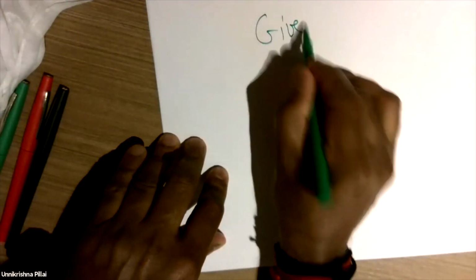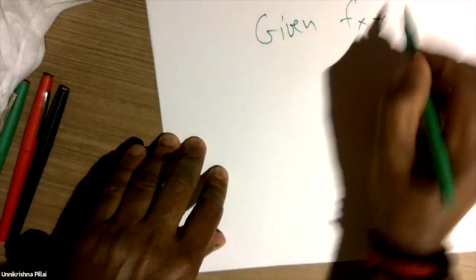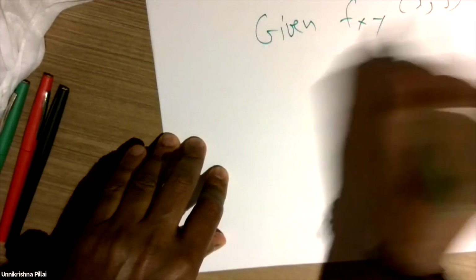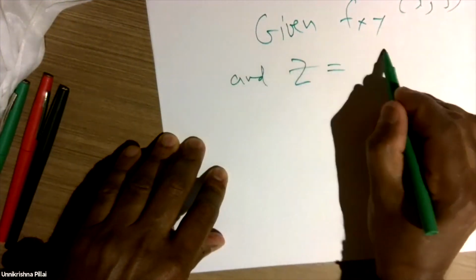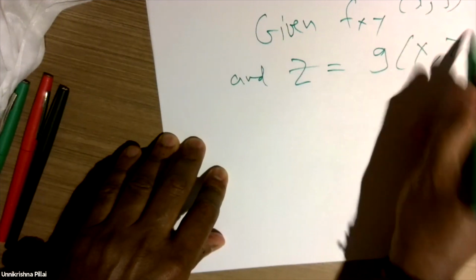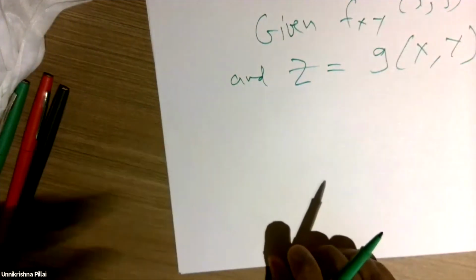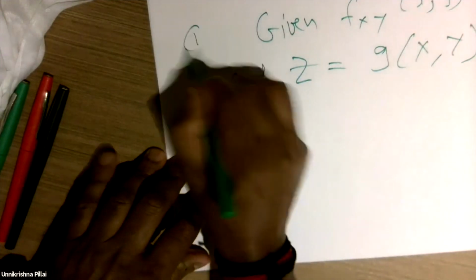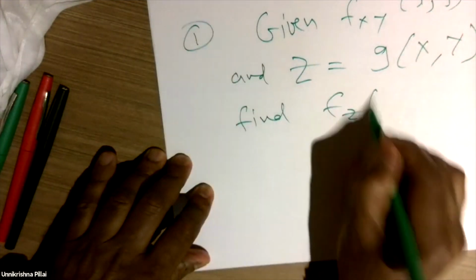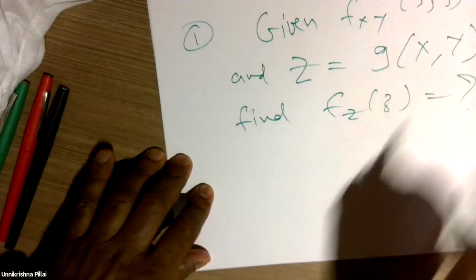So let me write down the problem. We are given the joint density function of X and Y. As I said, if X and Y are independent, this is the product. And if you are given a function Z equal to a function of two random variables, I gave you several examples, find F_Z. So this is what I'm going to do today.